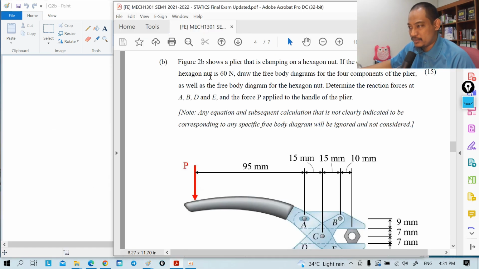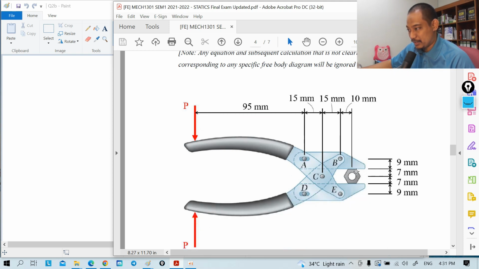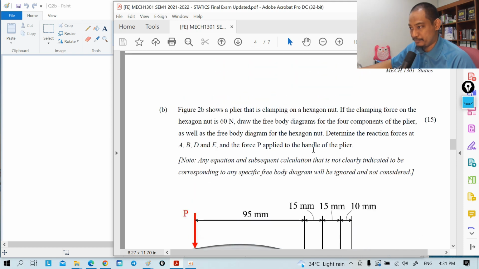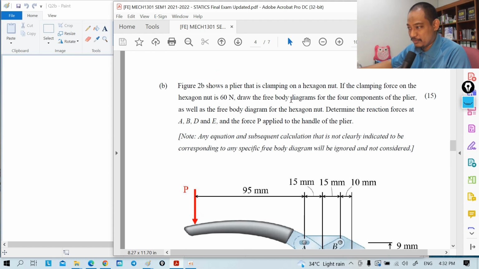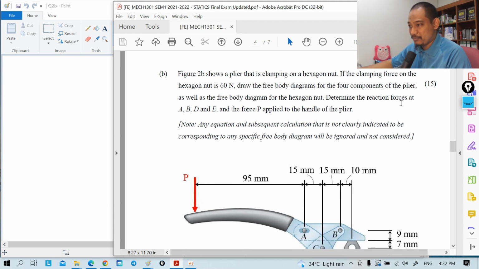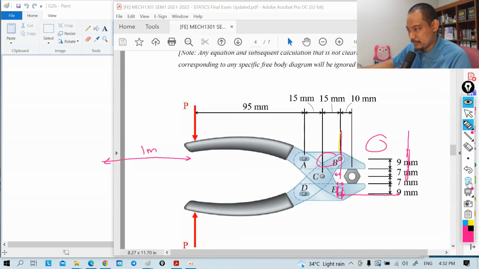Figure 2B shows a plier that is clamping a hexagon nut. So we have the plier here, the whole thing, clamping this hexagon nut. If the clamping force on the hexagon nut is 60 Newton, the force on the hexagon nut is already given. Draw the free body diagram for the 4 components of the plier as well as the free body diagram of the hexagon nut. The question explicitly mentions that you have to draw the free body diagram, so you have to provide the free body diagram of the 4 components. What are the 4 components?